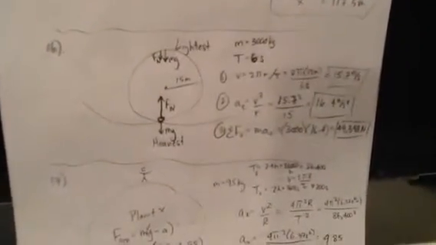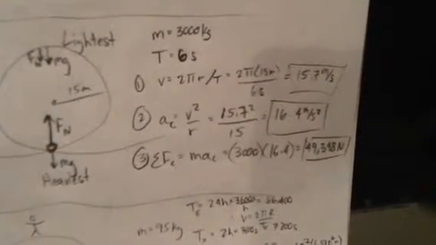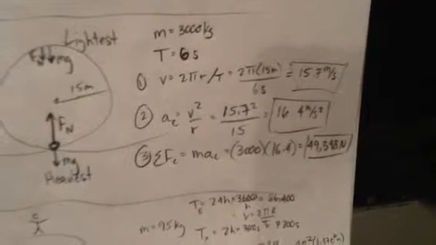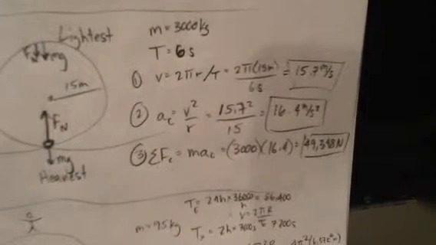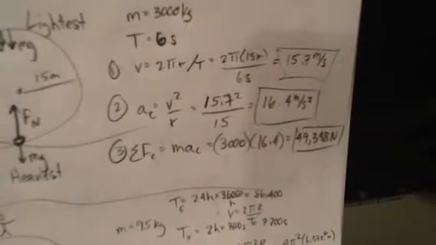Okay, number 16. So here's the roller coaster problem. 1, 2, and 3 there. They show you your answers. So your velocity is 15.7 meters per second. Your centripetal acceleration is 16.4 meters per second squared. Your centripetal force is 49,348 newtons.